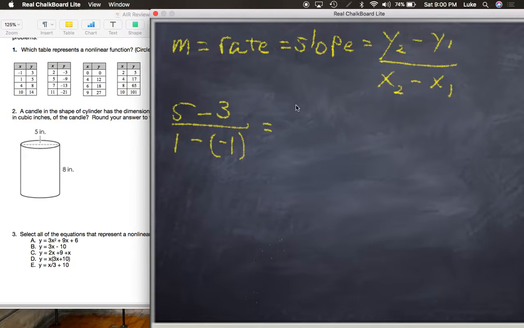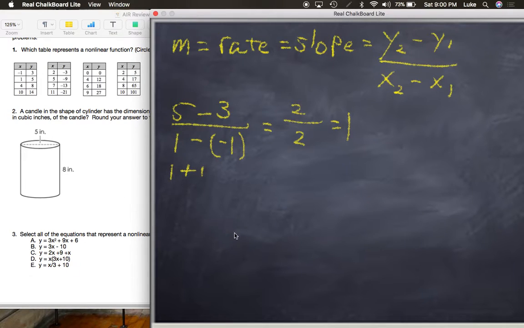Now, 5 minus 3 is easy. That gives us 2. 1 minus a negative 1. There's our double negative. A negative times a negative gives a positive. So this is going to be like saying 1 plus 1. So this is going to be 2 over 2, which gives us a slope of 1. That's our rate in that one. Now let's see if it's constant. So we're going to do another set. Since I used 3 and 5, now I can use 5 and 8.